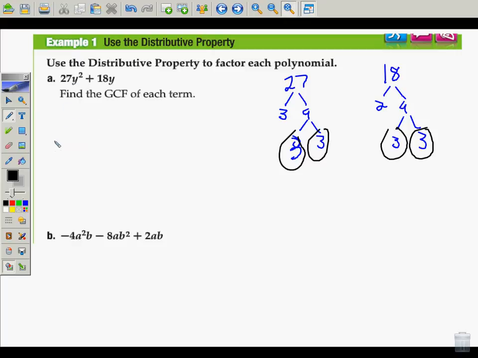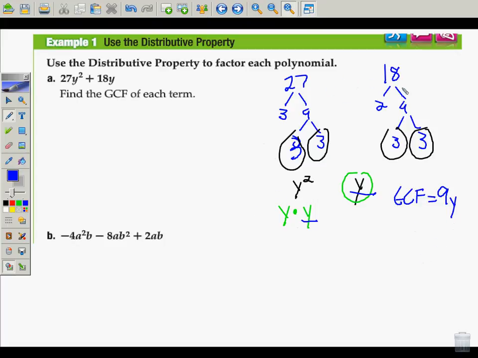Well, obviously, the greatest common factor of y squared and y is going to be y, because y squared is y times y, and you can see these have a common y in them. So now I can see my GCF is going to be 9y. And you don't have to show all this work every time, but when you start out, you might want to do this just to make sure you are finding the right GCF.